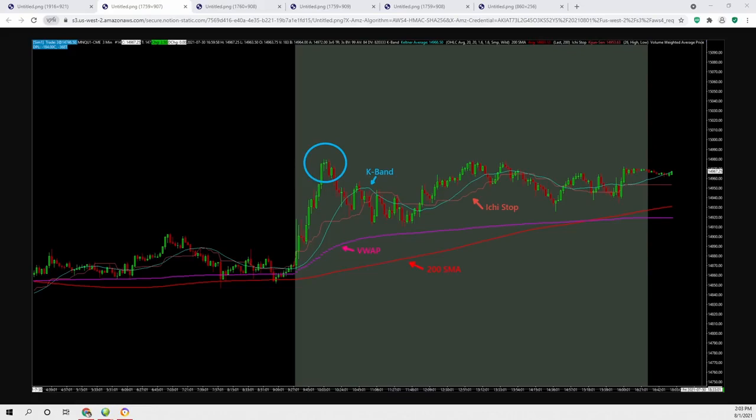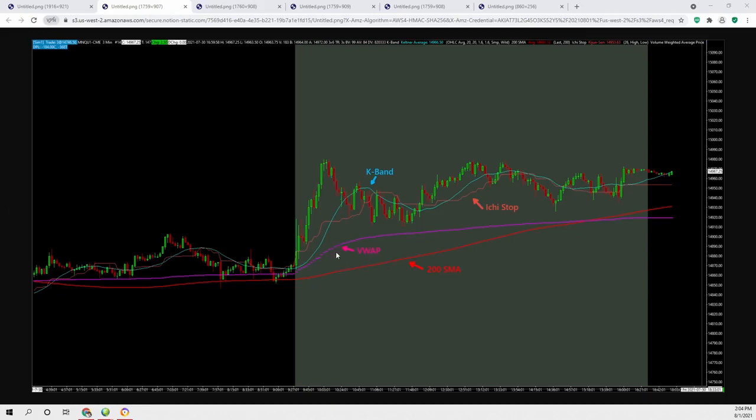What I'm looking for is price to trade back down to what I'm calling the K band. And as price trades down here, I'm not expecting to get a big response, because I consider this to be a weak indicator of historical support and resistance. All right, so let's dive a little deeper into what each of these indicators are.